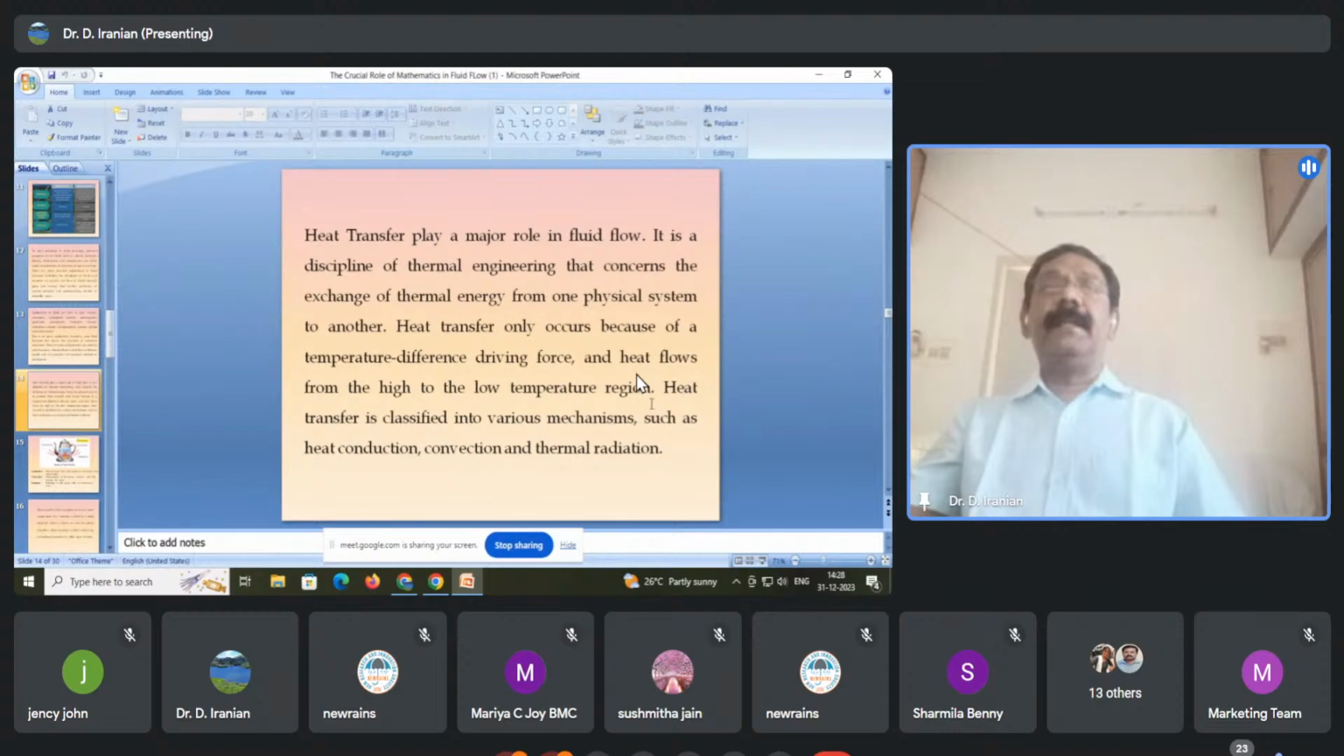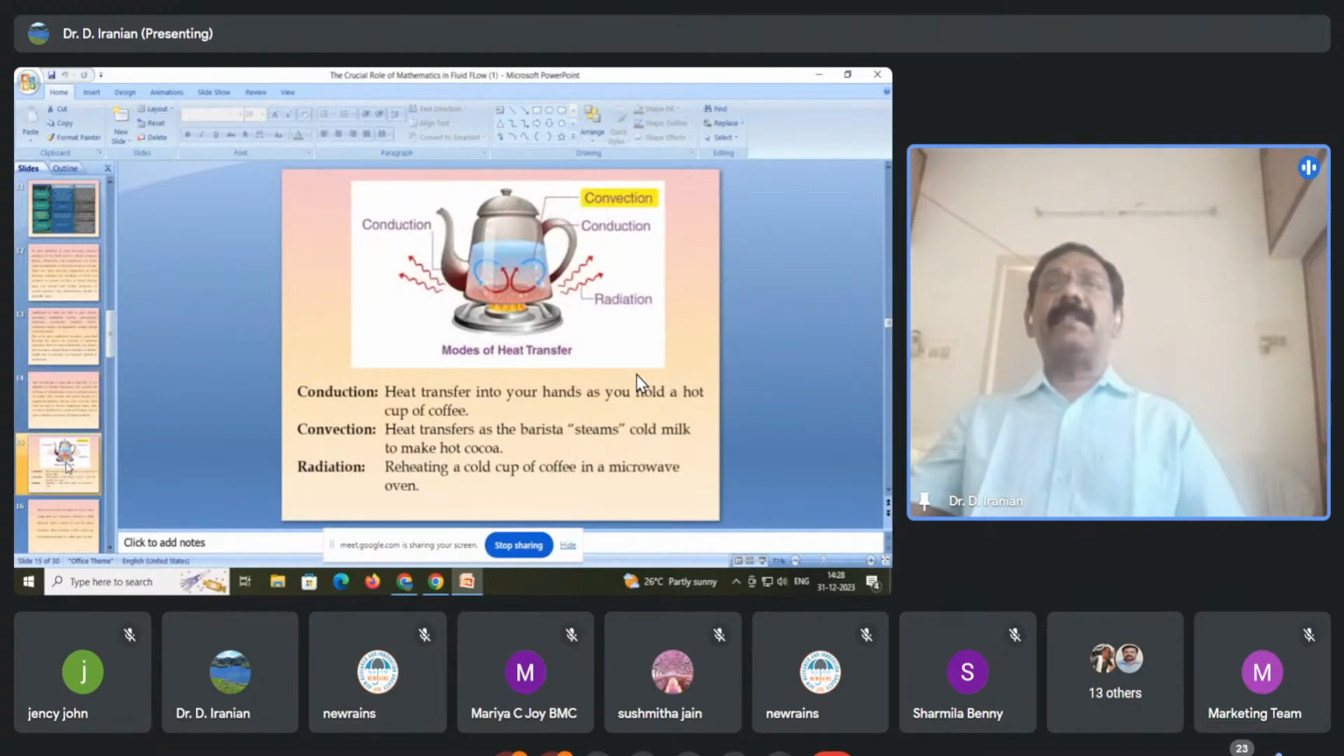Okay, and then heat transfer is classified into different kinds of mechanisms. What are the mechanisms? One is conduction, another one is convection, another one is thermal radiation. Okay, so in the next slide I'm explaining this. This is a vessel on the stove. It is heating now. Okay, what is happening here?